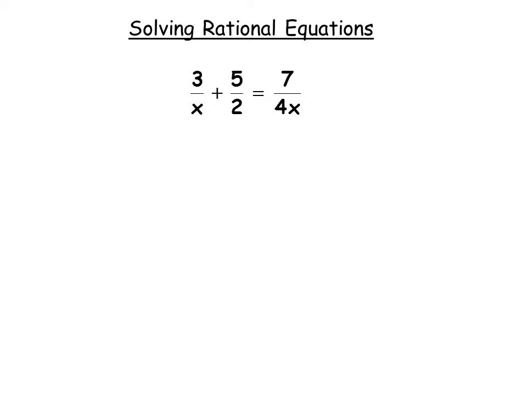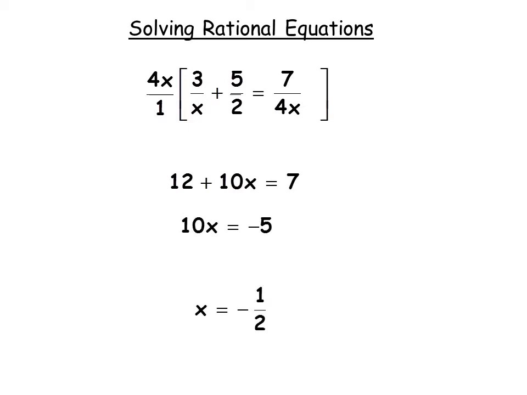All right, so here is a rational equation. You're going to multiply through by a common denominator. In this case, it would be 4x. When you do that, your first term will become 2. Your second term will be 10x, and that will equal 7. And now it's a simple equation to solve.